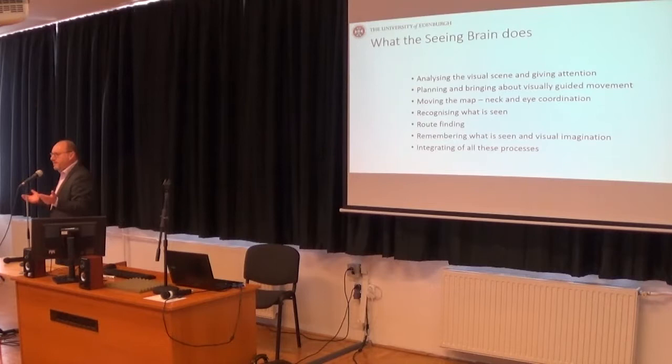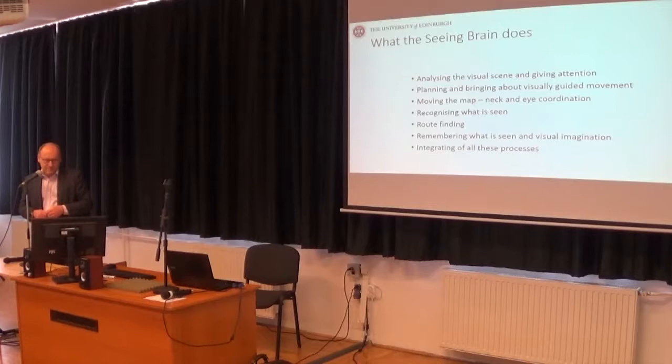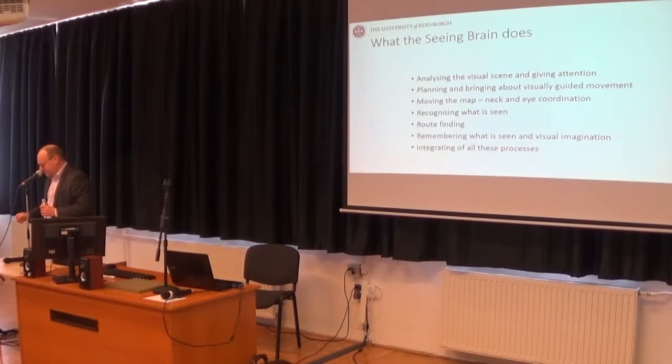Okay, so the seeing brain helps us to analyze the visual world, this complex scene in front of me. It brings about movement. It helps me move my mental map around the world. It helps me in route finding. And it helps me remember what's seen, to recognize. And it puts all of these systems together. So the ventral and dorsal streams are like peas in a pod. They need to work together.